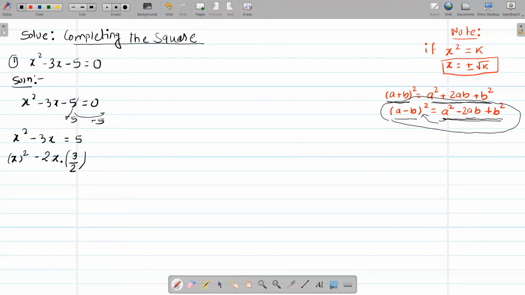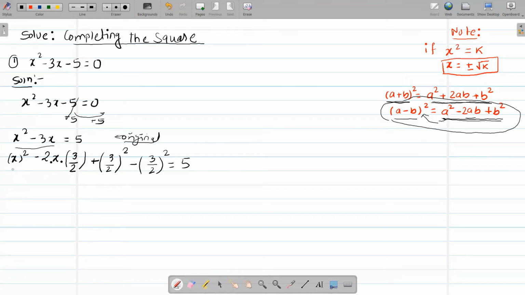Now we get 2ab, right? Now plus b square. So this is our a, this is b, so b square means 3 over 2 square, right? Now this is our original equation, and our original equation doesn't have plus 3 over 2 square, right? So I'm gonna subtract the same 3 over 2 square, equal to 5. See, I'm just modifying this quadratic equation, that's all. So how? In the form of (a minus b) all square.